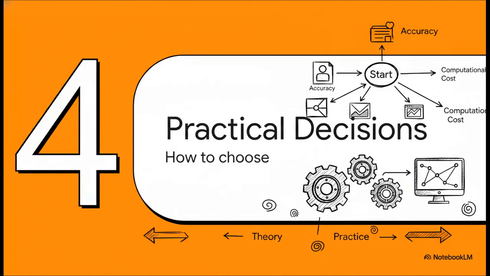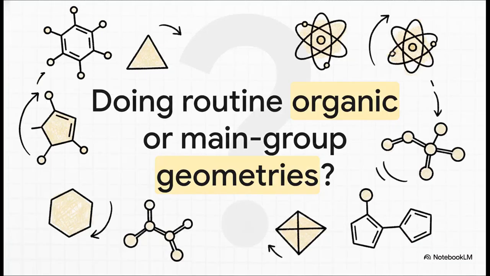Now for Section 4, the practical decision tree. Let's talk about how to actually choose. Let's start with the most common scenario you'll probably face. What if you're simply doing routine geometry optimizations and frequency calculations on neutral organic molecules or main group elements? What should your go-to choice actually be?